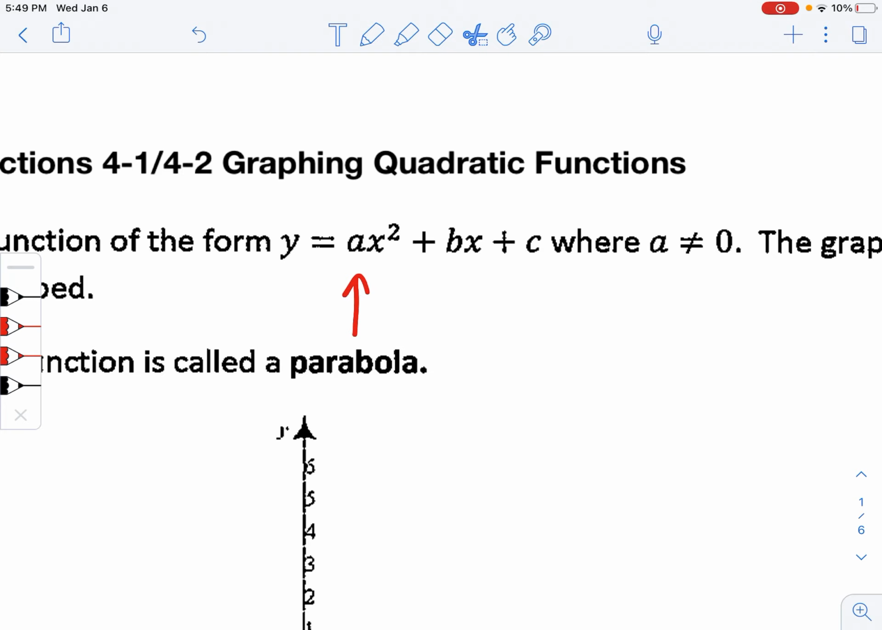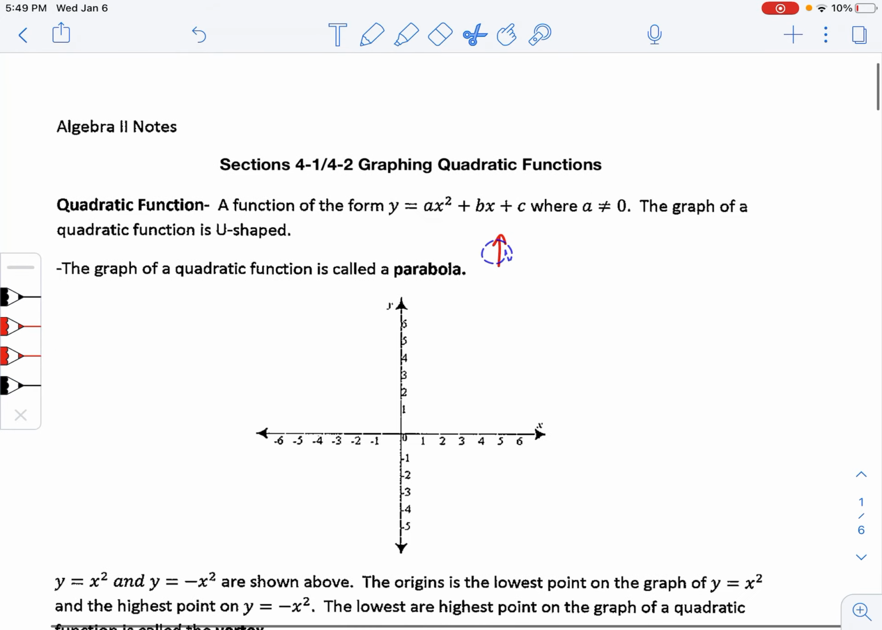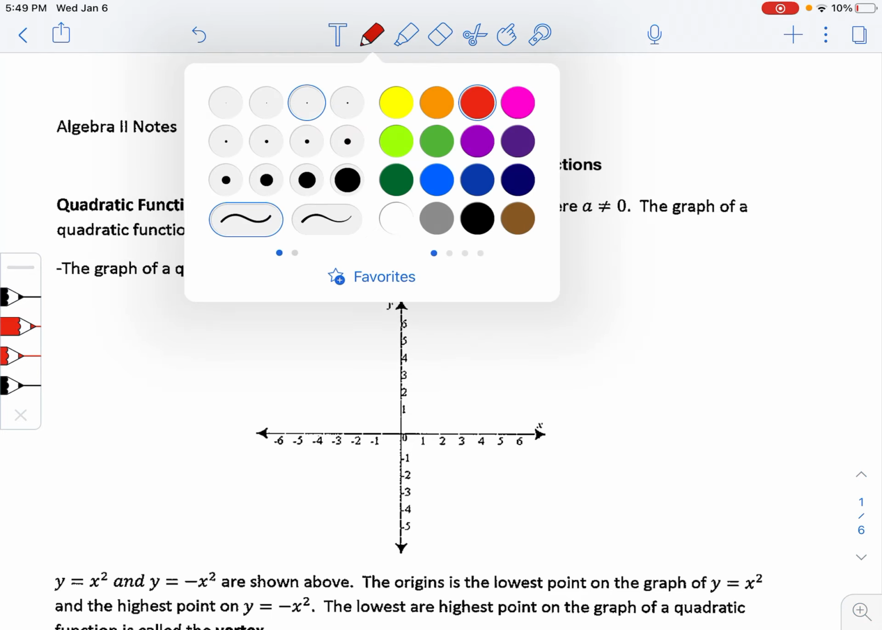It has an x squared term, an x term, and then a constant, where a, b, and c can be any real number. Of course, a can't be 0, because then it would be linear, with no x squared term. So this is a quadratic function. What does a quadratic function look like?